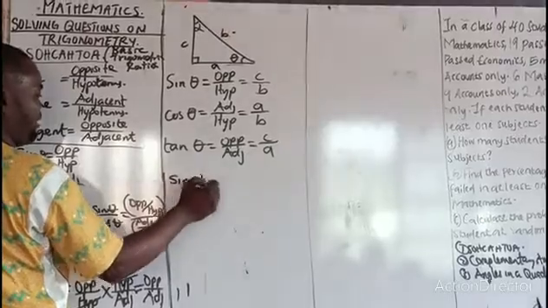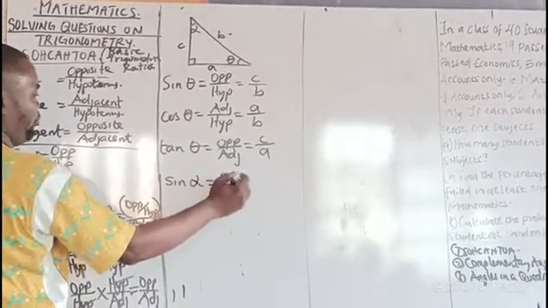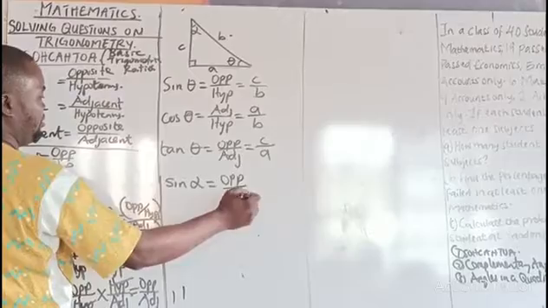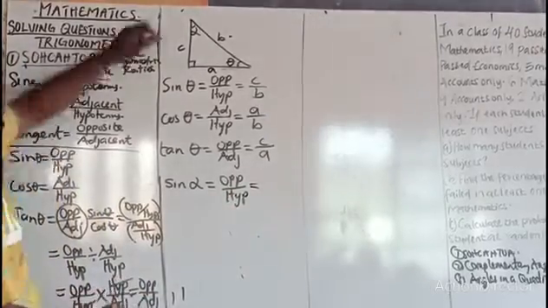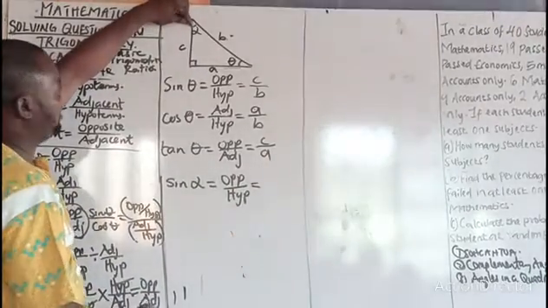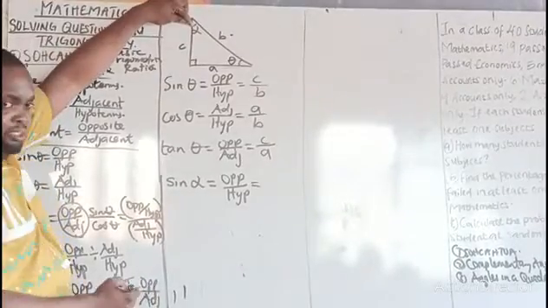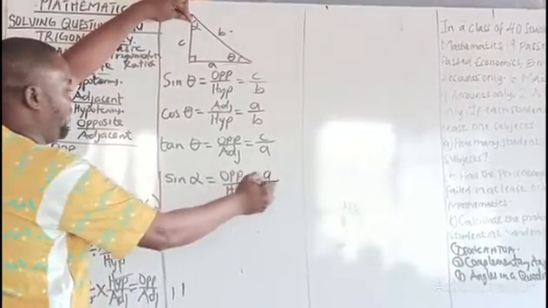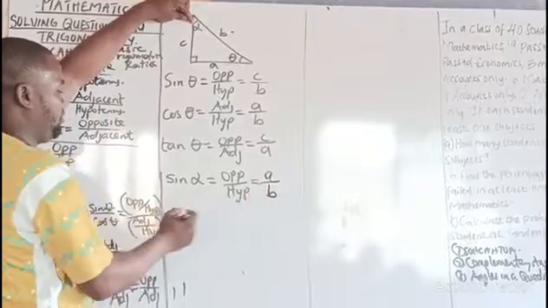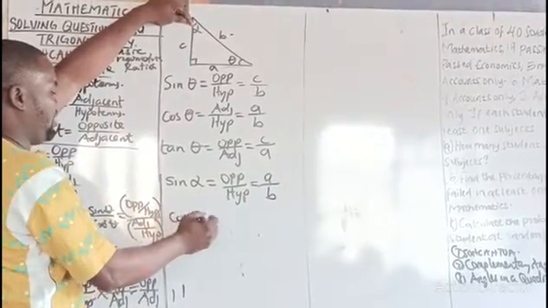So sine alpha, the same formula is what? Opposite over hypotenuse. What's the opposite of alpha? This is alpha now. Which one is the opposite? A. Do we understand? Yes. A over the hypotenuse, B.